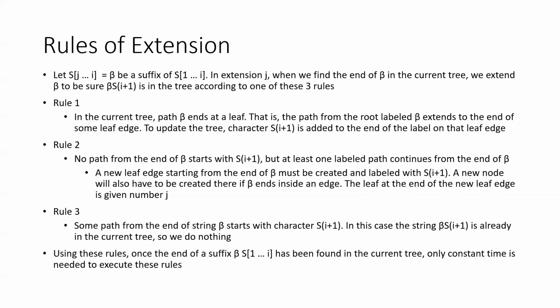So what does rule 2 say? Sometimes we add a leaf, sometimes this will create a new node. If you find beta, but beta doesn't end, so the path still goes on, and you're at the end of a node, you add the I+1 character as a new leaf edge. Or if beta ends in the middle of an edge, you create a new internal node whose leaf edge is now the I+1 character.